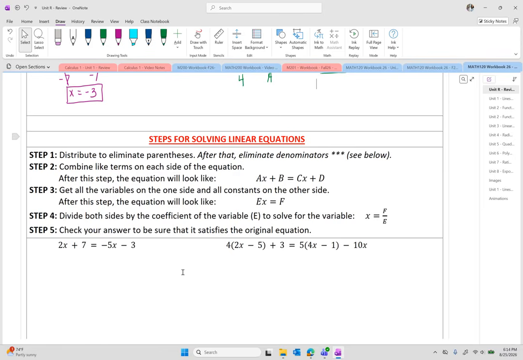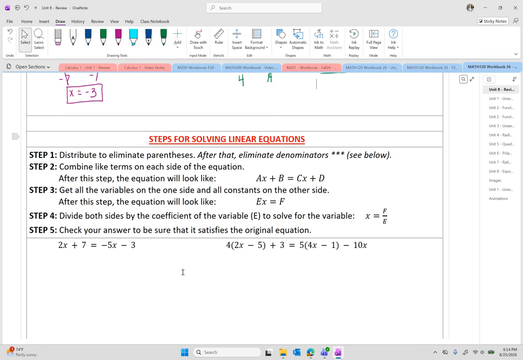In step 3, you get all the variables on one side and all the constants on the other side. I like to move all the variables on the left. It's a habit of mine. So you will add and subtract variable terms from the right to the left, so that you can eliminate them from the right and move them to the left. And you will add and subtract constant values from both sides, so that you can eliminate them on the left and have them on the right.